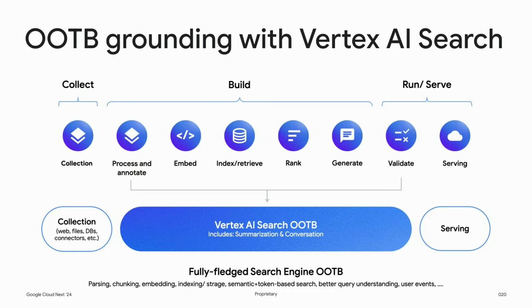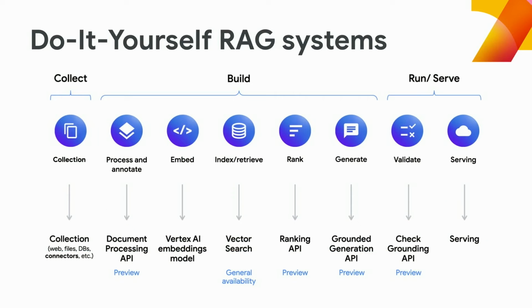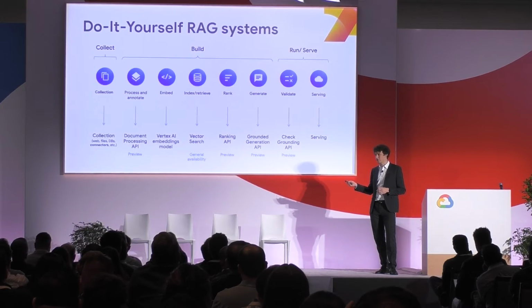Now, if that is not sufficient, you can also use our do-it-yourself RAG system. This is very new. Most of this is still in preview. But for each step of RAG, we have an API for you that you can use, customize, and adjust for your specific needs. So for example, processing and annotation.